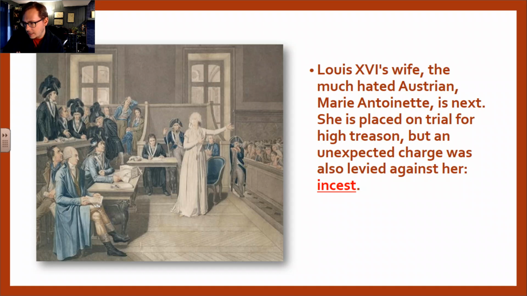So she is tried, and she's kind of just sitting there taking it until they start to insinuate that she had some kind of sexual relations with her son. And whenever that is brought up, she's like, okay, no. That is not okay. Like, that did not happen. It's not true. And you're just trying to make me look bad. Like, you monsters.